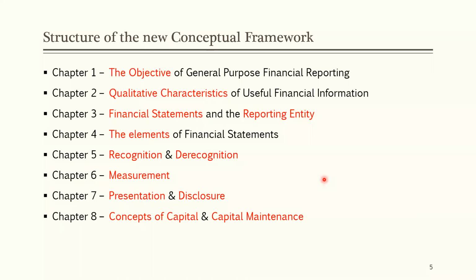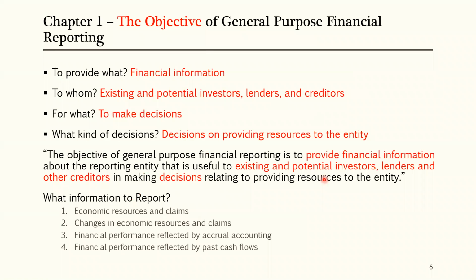So this is the new structure of the revised conceptual framework. One by one we are going to discuss these. Chapter number 1 is on the objective of general purpose financial reporting, right? General purpose financial reporting are the financial statements we prepare in common for all interested parties. We can prepare a separate set of financial statements for management, but here we are not talking about a set prepared for management. We are talking about the financial statements we prepare commonly for interested parties.